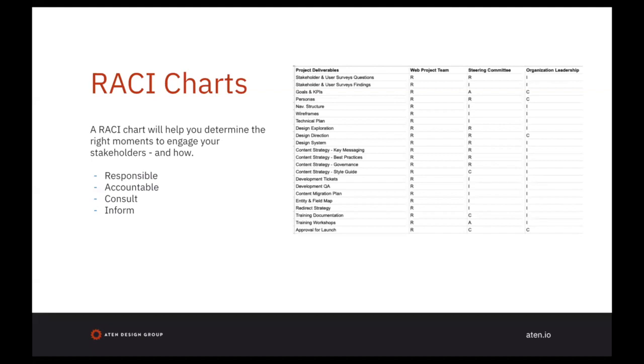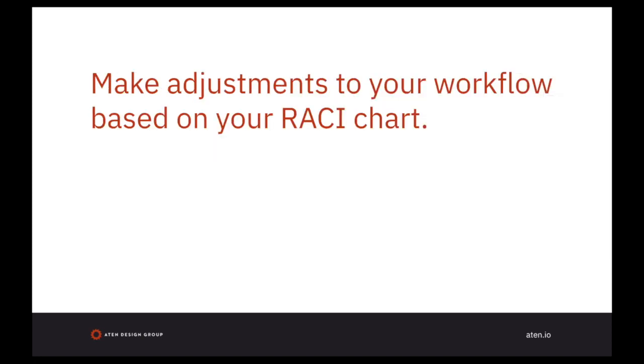It's also important to note that individuals can have variable responsibilities based on the deliverable. A communications director might be responsible for a content migration plan and only consulted on a redirect strategy, for example. A RACI chart enables the entire stakeholder team to have a clear understanding of where they fit in, ensuring there are no surprises and all teams are on the same page. Now you can go back and make adjustments to your project plan based on your defined and approved RACI chart.